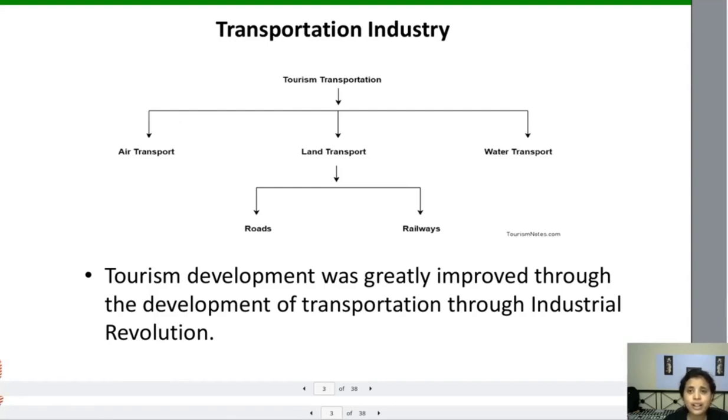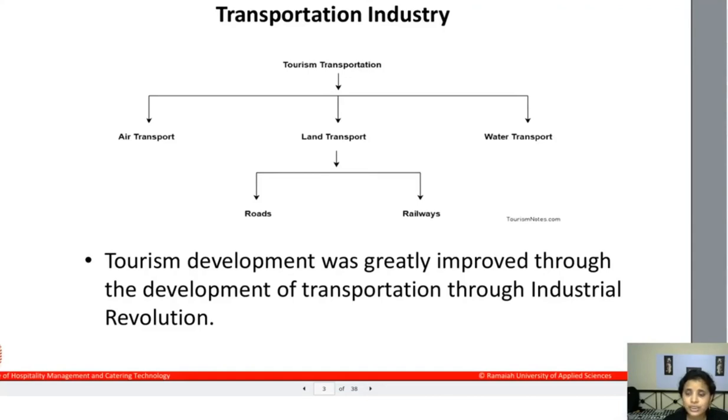So in the transportation industry, the three categories are air transport, land transport and water transport. Land transport is further divided into two categories, which are roads and railways. The credit for this picture goes to tourismnotes.com.